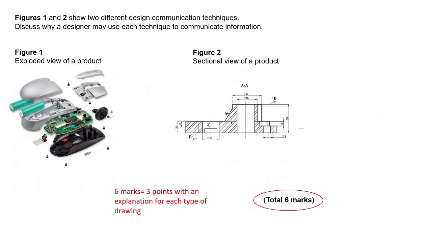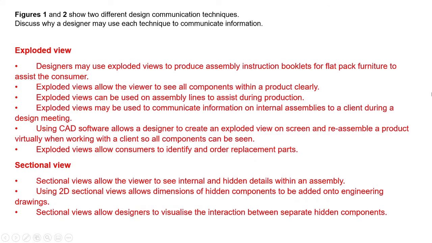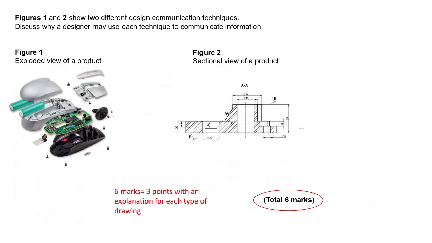So next we'll go on to sectional view, which is the one here. It has all the shaded sections in it. So sectional views allow the viewer to see internal and hidden details within an assembly. So it's worth pointing out that that is different to exploded. So obviously with exploded, you see all the parts separate and how it will all slot together. Sectional view is essentially if you took a product and just cut it in half, like with a really sharp knife, and you showed all the internal parts.